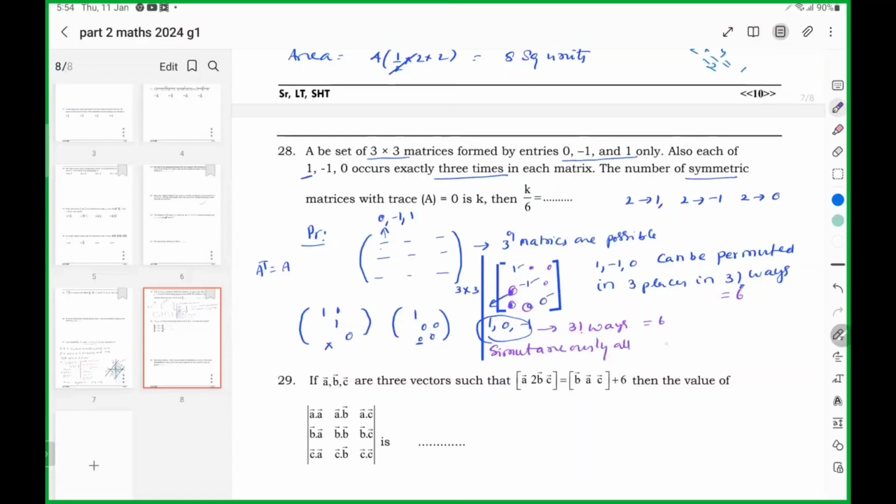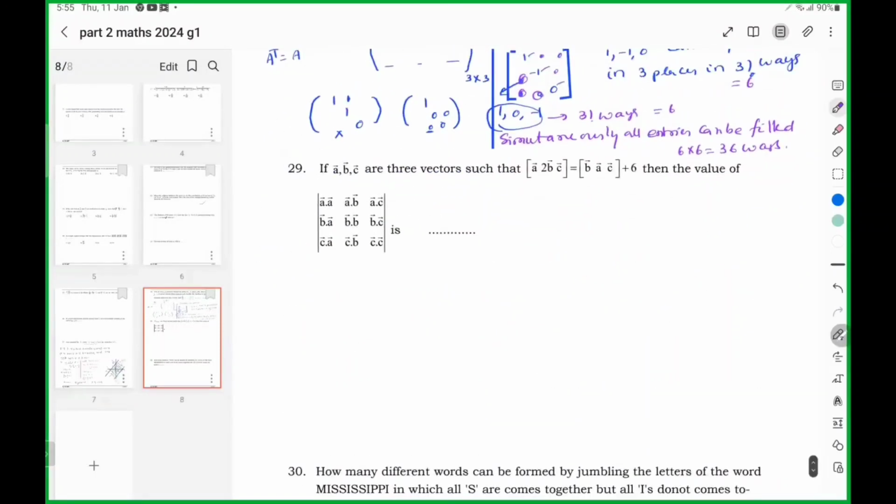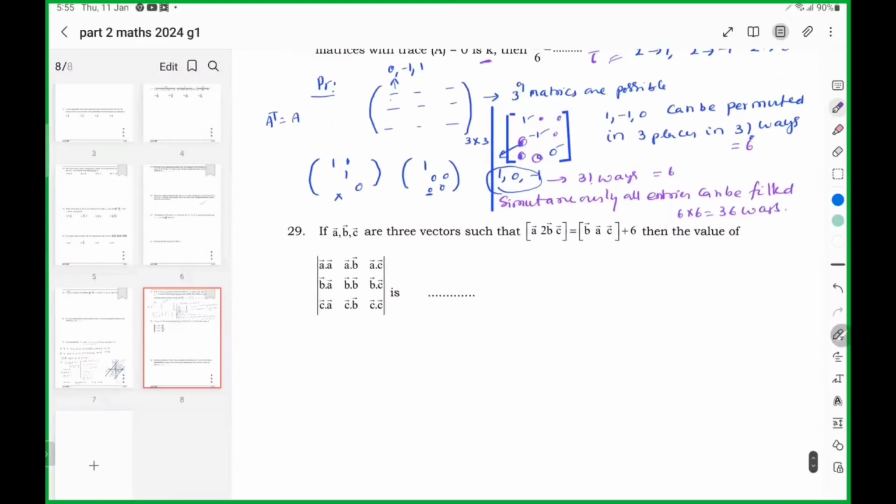Simultaneously, all entries can be filled with respect to restrictions in 36 ways. So here 36, there are 6 possibilities.